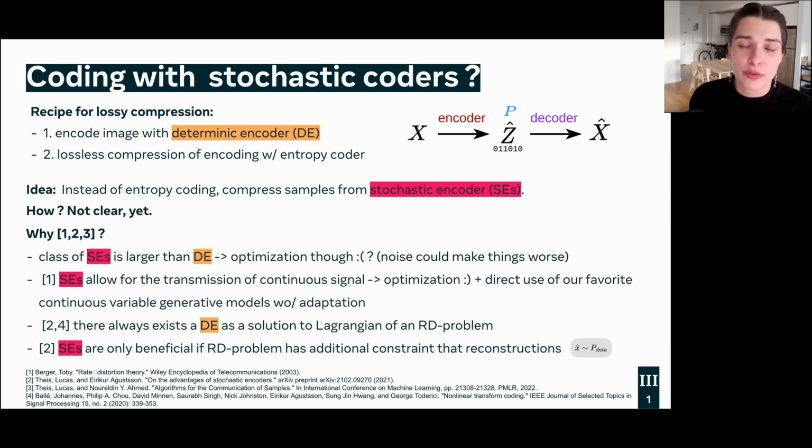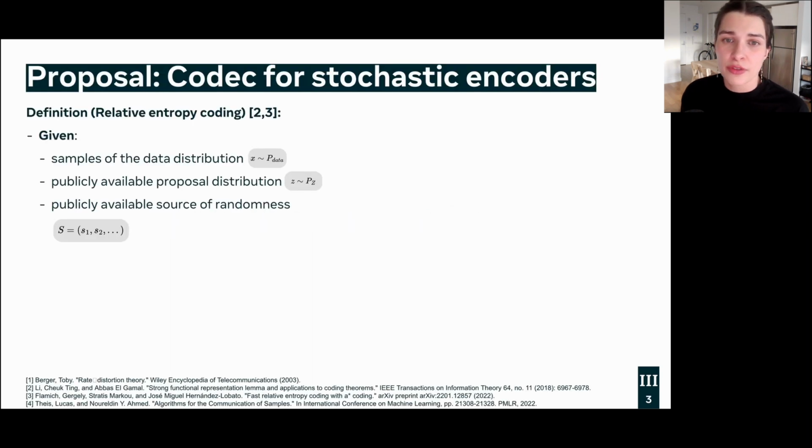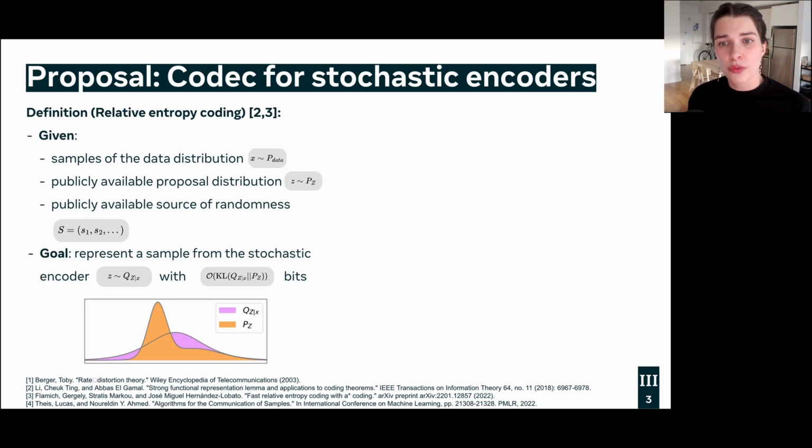First, though, we want to set a formal goal on the type of codec we want to achieve. For this, we will borrow a recent definition of relative entropy codecs. So we require a data distribution and a publicly available proposal distribution and source of randomness. And when we say publicly available, what we mean is that sender and receiver both have access to them. So for example, an operating system, that would be the same pseudo random number generator. So our goal is to represent a sample from the target distribution with our stochastic encoder Q with a binary string whose length is proportional to the mutual information.